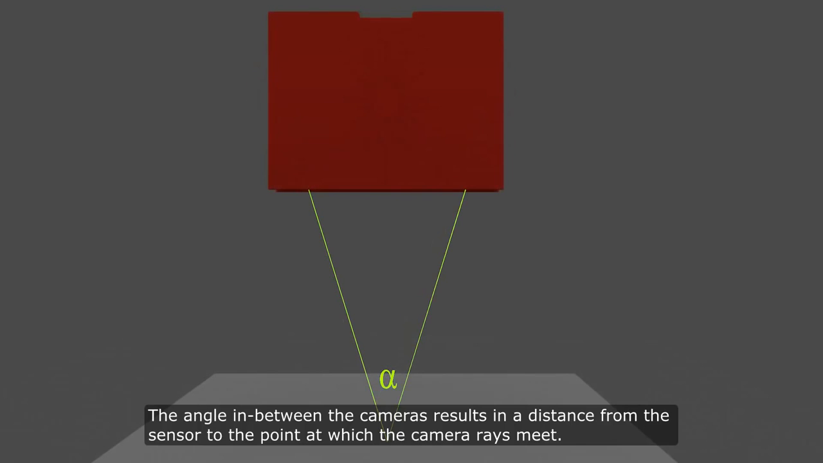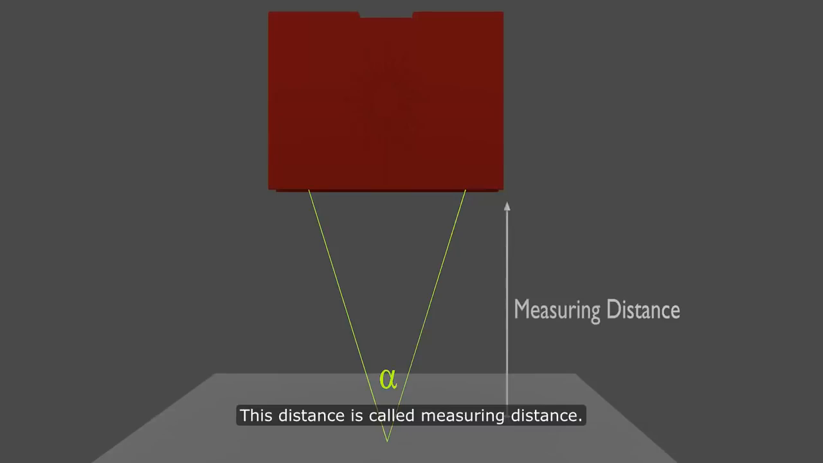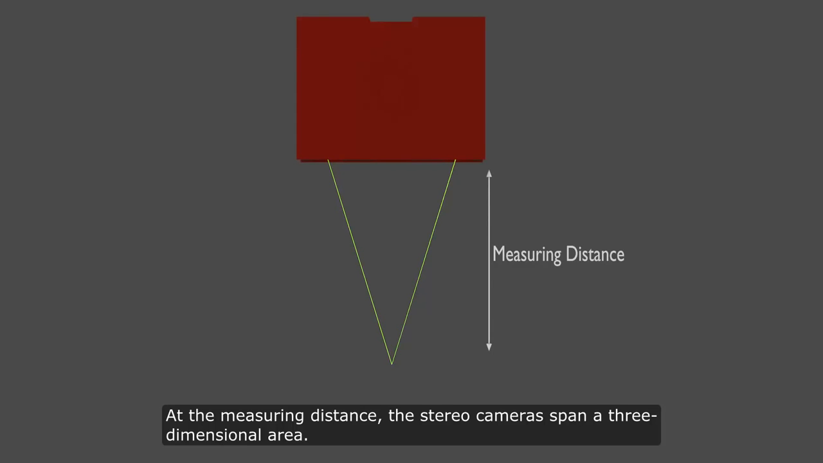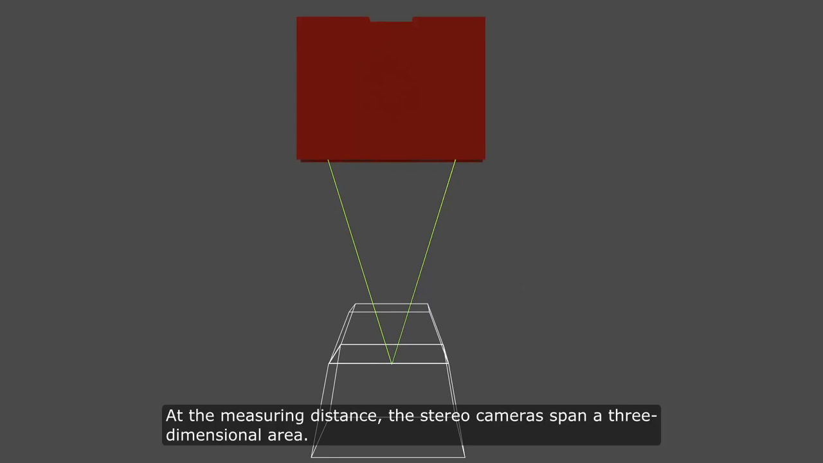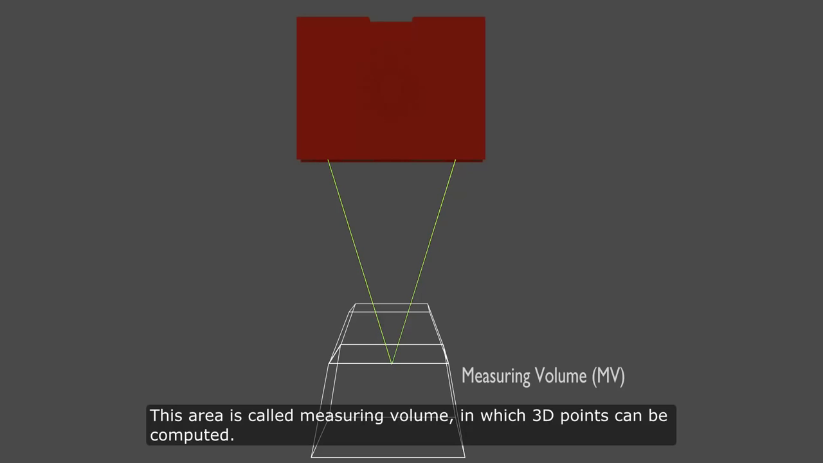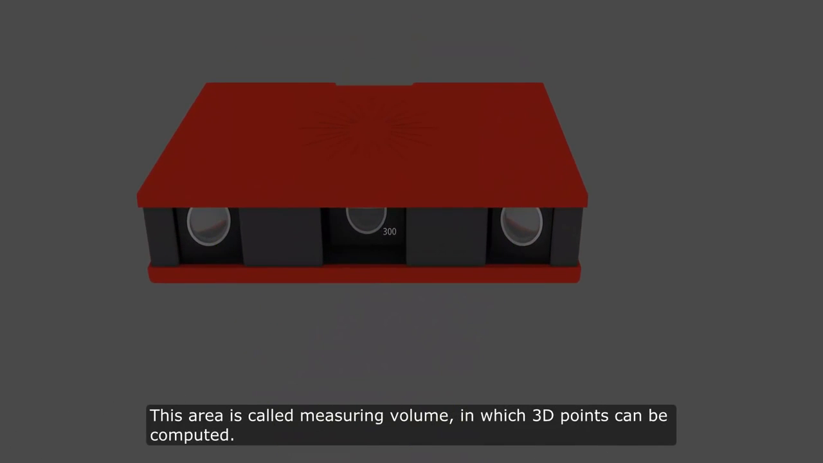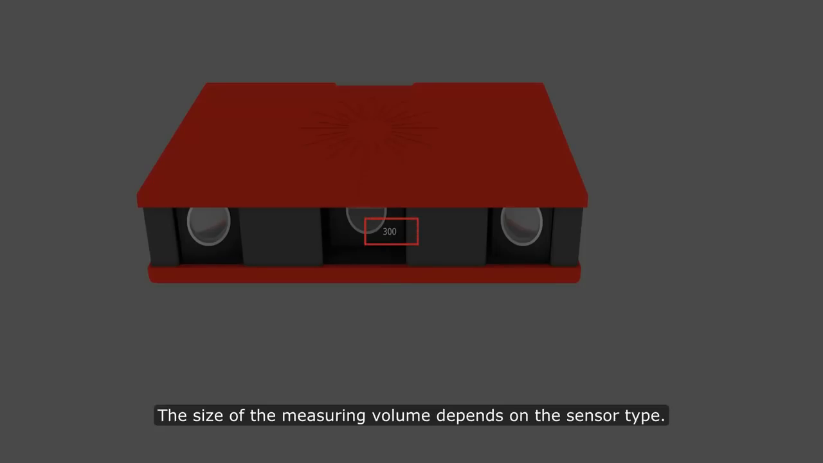The angle in between the cameras results in a distance from the sensor to a point at which the camera rays meet. This distance is called measuring distance. At the measuring distance, the stereo cameras span a three-dimensional area. This area is called measuring volume, in which 3D points can be computed. The size of the measuring volume depends on the sensor type.